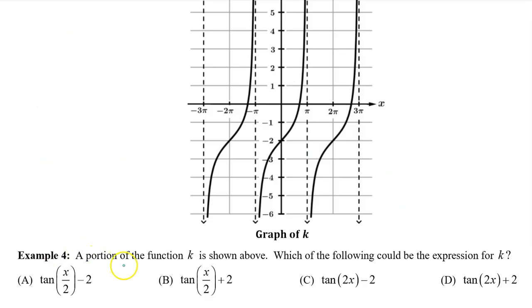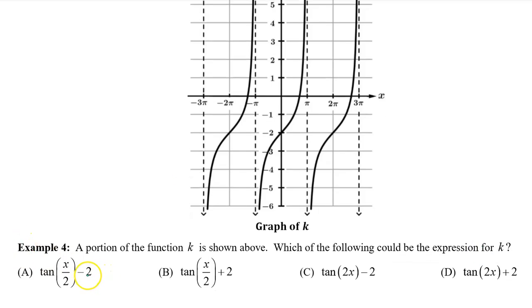Example 4. A portion of the function k is shown above. Which of the following could be an expression for k? I'm noticing that 2 of the answers have a d value of negative 2, while the other 2 have a d value of positive 2. Given those two options, it's easy to see that the curves change concavity at negative 2, so we can eliminate options B and D.